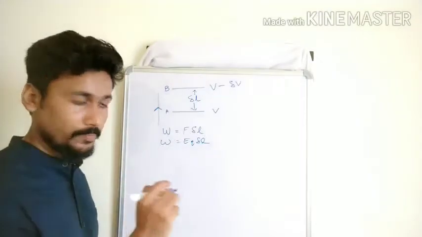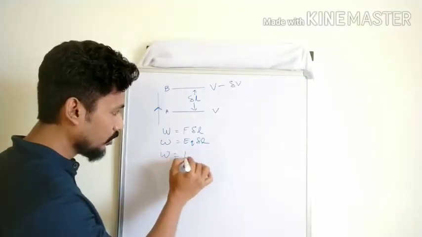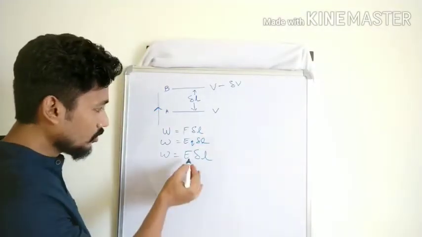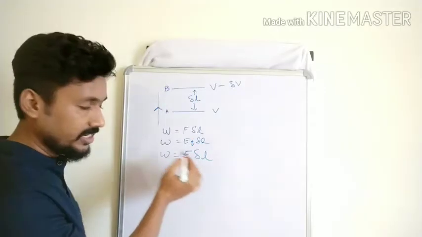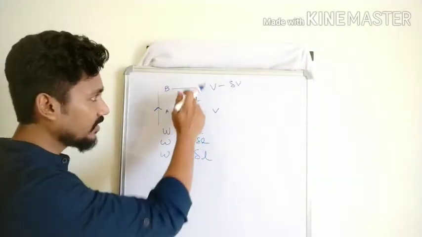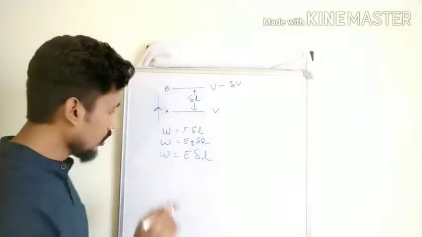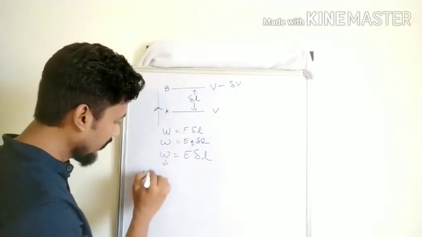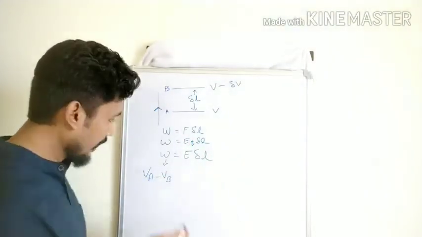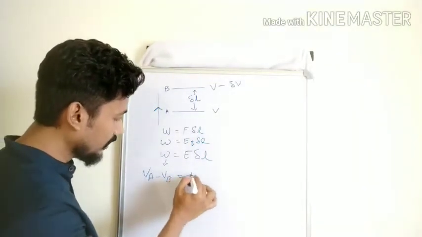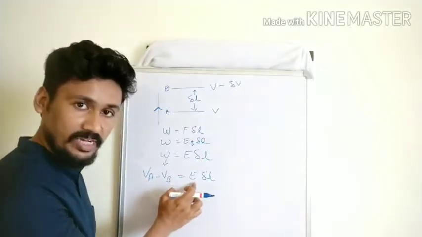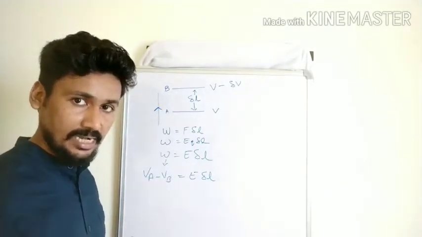But Q is equal to 1. Therefore you can write W is equal to E delta L. So this is the work done, that is electric field into delta L. This work done is nothing but the potential difference. So we can write this work as VA minus VB. And we will get VA minus VB is equal to E delta L. Potential difference is equal to electric field into the distance that is travelled.